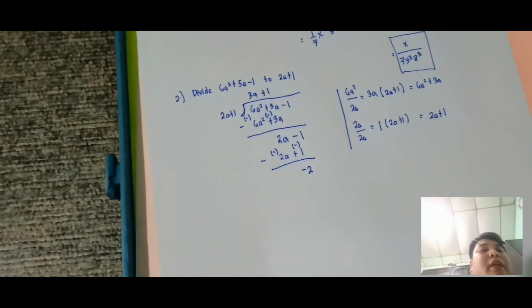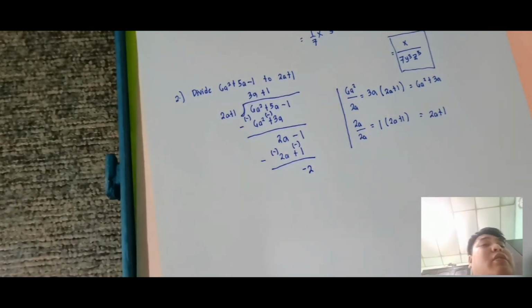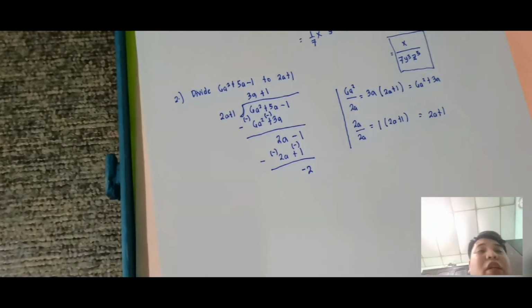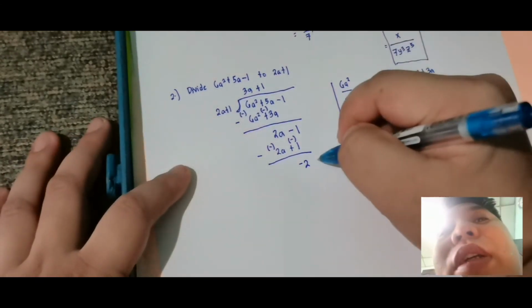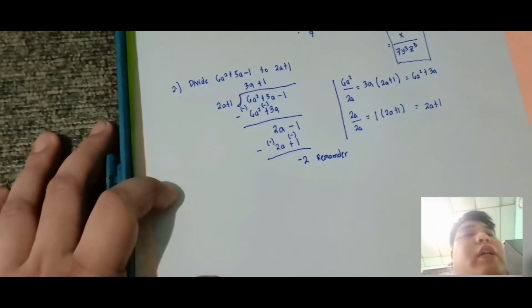Ngayon, ito na sinasabi na siya. Ang nangyari, si negative 2 cannot be divided to 2a plus 1. Okay, since wala na siyang variable a. So, hindi na equal yung integral power. Since ganun na, ang mangyari, siya na yung remainder. So, ano yung magiging sagot? So, ulit ha, ito na yung ating remainder.